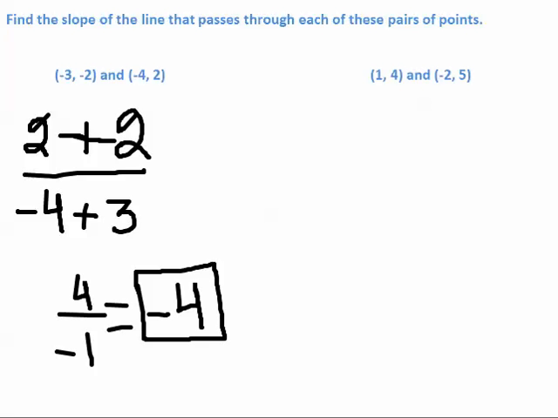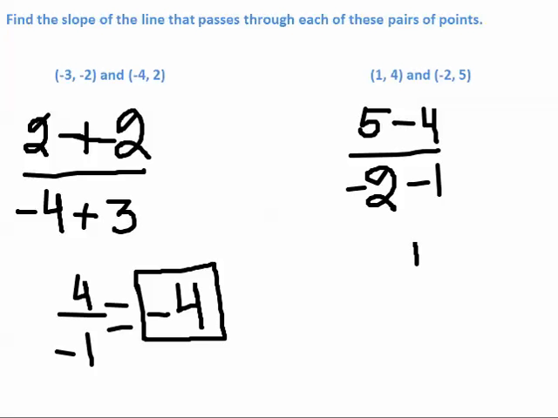On this problem, again, your y2 minus y1, so I have 5 minus 4 over x2 minus x1, which is a negative 2 minus 1. 5 minus 4 is 1 over negative 2, and a negative 1 is going to give me a negative 3. So I have a negative 1/3 for my slope.